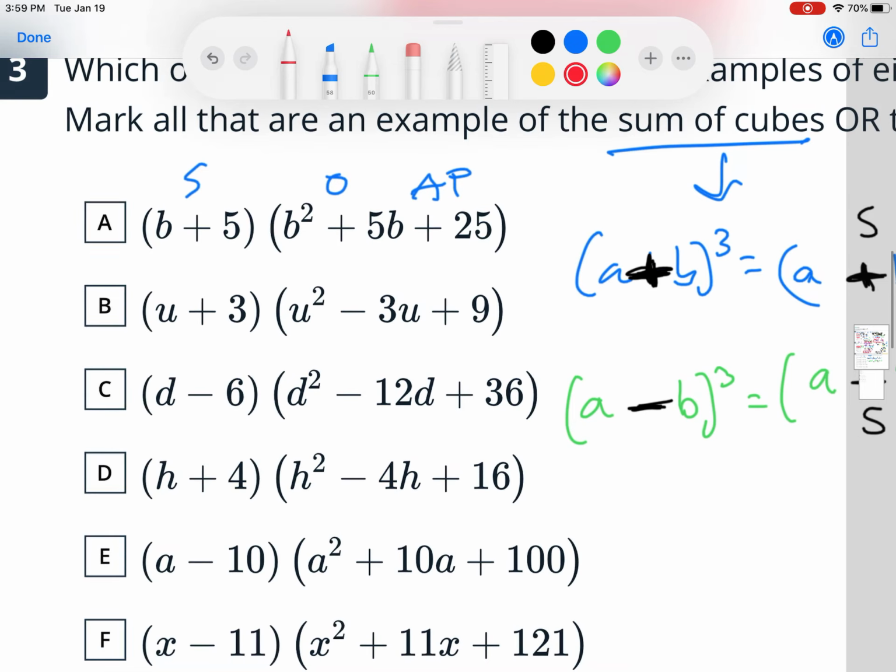Look at this one. If this starts as a positive, then this one has to be a minus, but it's not, so we're not picking that one. Okay? Okay, so I have same, so positive, opposite, always positive. That one works. Okay, let's look at the next one.